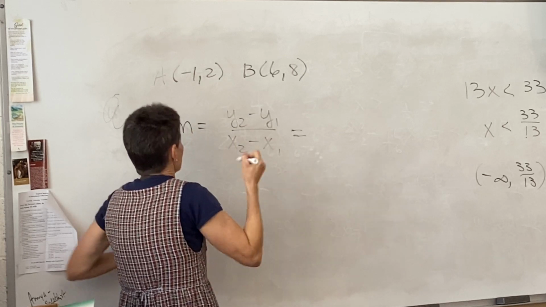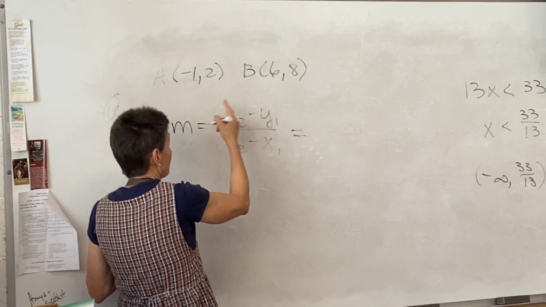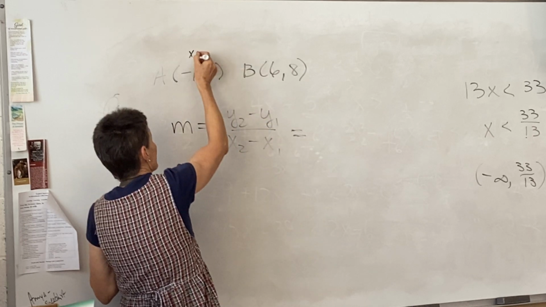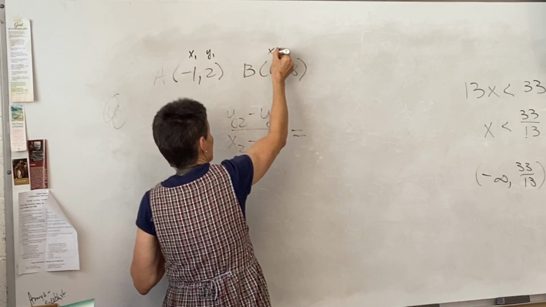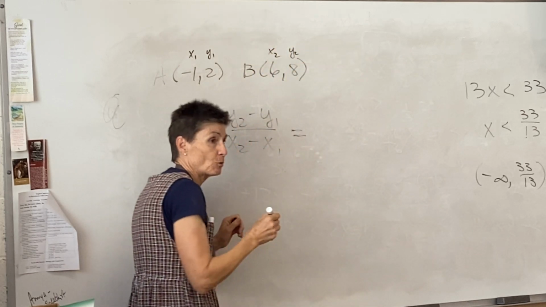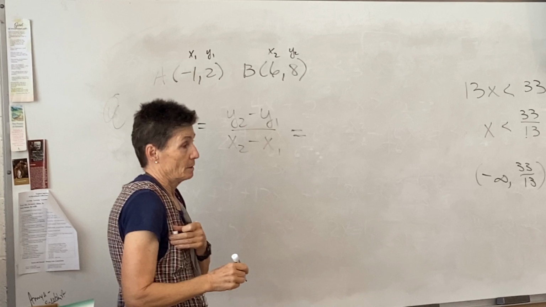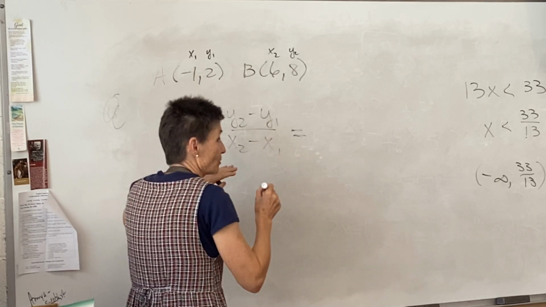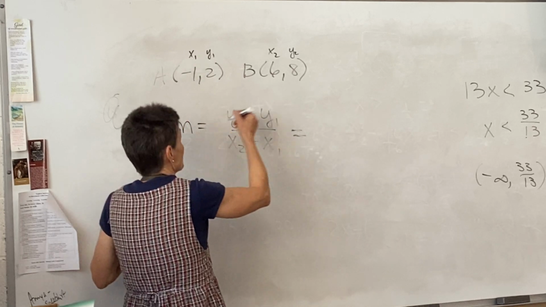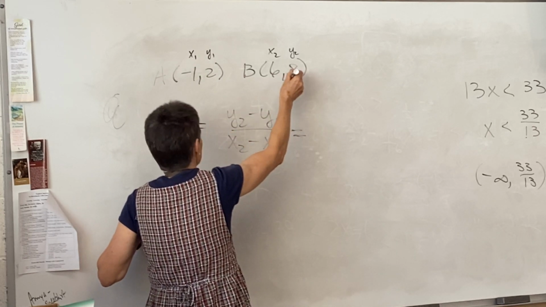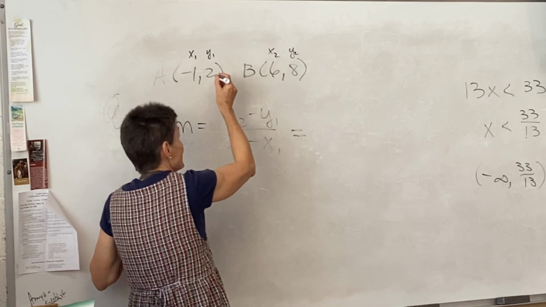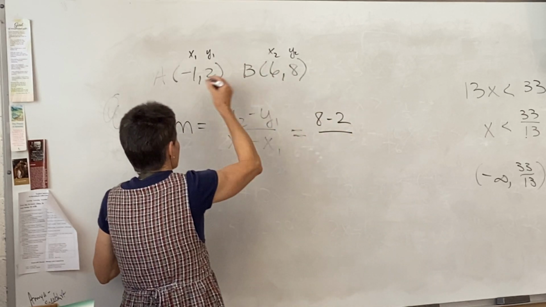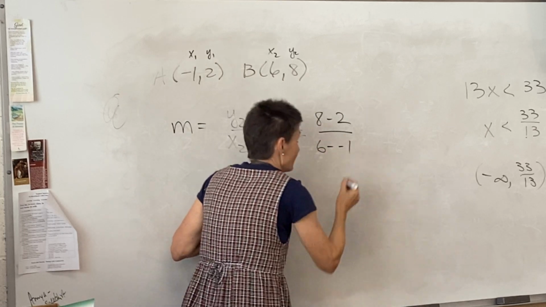All right, so it doesn't matter which point is your 1's and your 2's. So I can call this x1, y1, and this can be x2, y2. It doesn't matter which one is which. But when we do slope, it matters that we're going in the same direction. So if I do it this way, it's going to be 8 minus 2 over 6 minus negative 1.